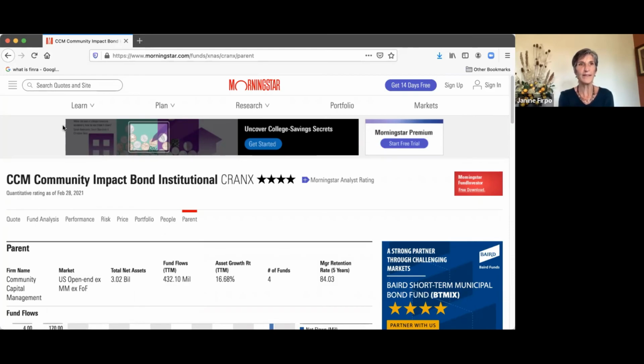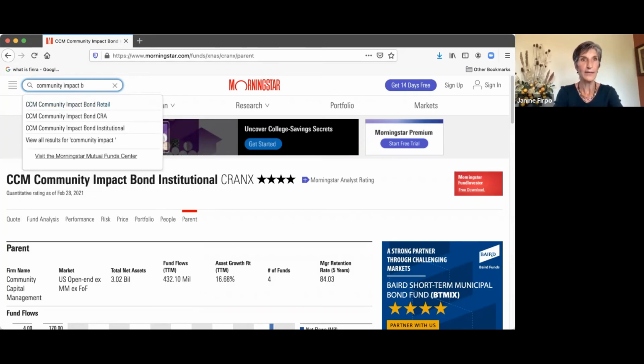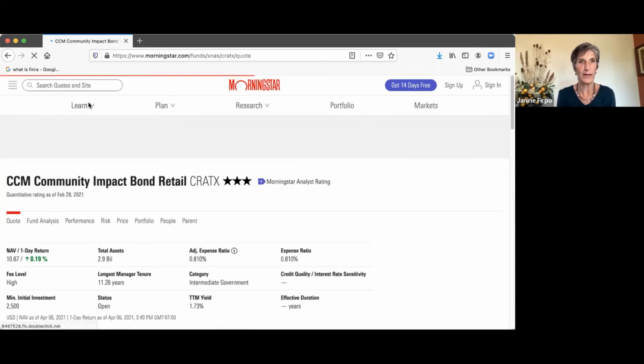Now, one of the things that I said earlier was that I was going to show you a way to see if there was a retail version of this fund. And we're going to do that by just typing in the beginning of the name, which is Community Impact Bond. So that's all I had to do, and you can see that retail popped up. So let's click on that for a moment and see what we find.